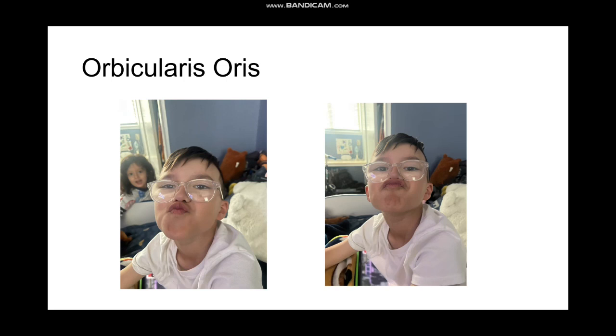It's going to originate and insert encircling the mouth. That's literally all you need to know. It encircles the mouth and it lets you make a little ducky face. This one is the most fun muscle, I think.